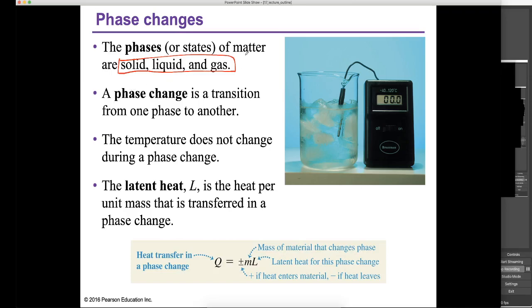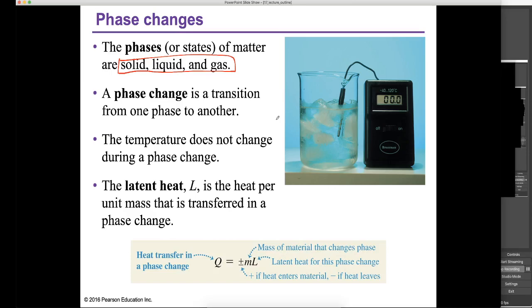And other materials might also have the 3 phases. A phase change is a transition from one phase to another. The temperature does not change during a phase change. For example, if you have some ice which is melting, you will have less and less ice, more and more water. But when it's melting, the temperature is always 0 degrees, unless all the ice is transferred into water.